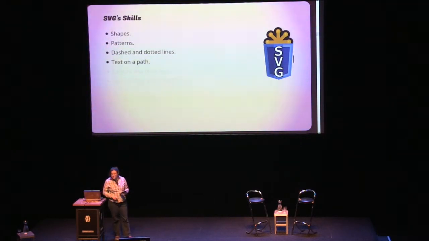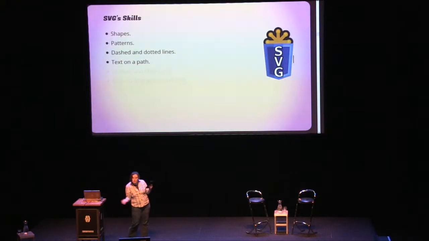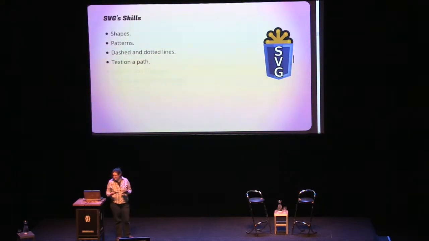SVG also does text on a path. I had an example at the top in my title screen. Just text, but not in a straight line. Text on a curve, text on an angled line, text on a zigzaggy line, because sometimes straight lines are boring. It's something you can do. Don't do too much of it, but for a nice little title screen, it's pretty fabulous.